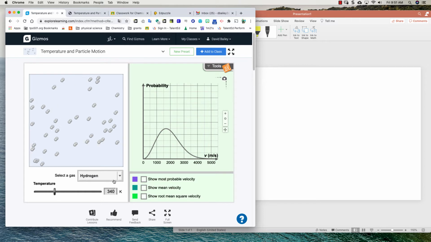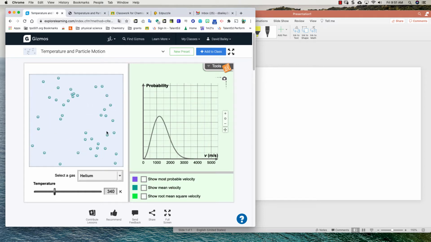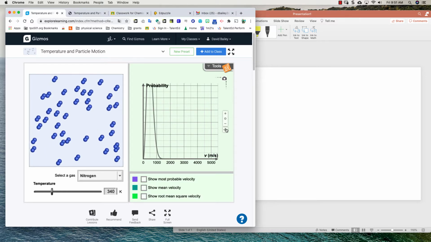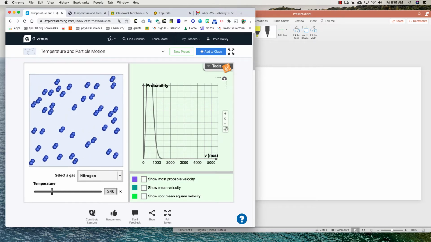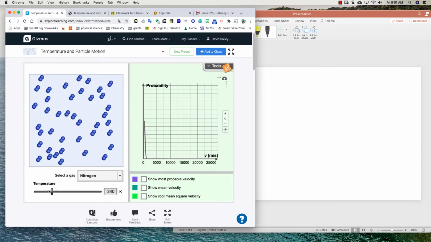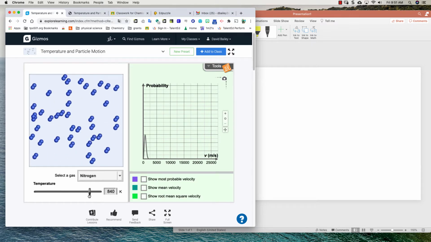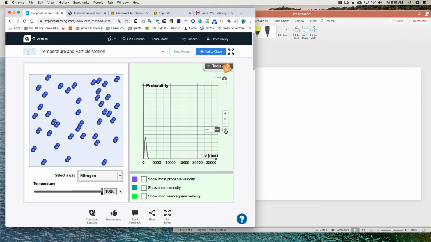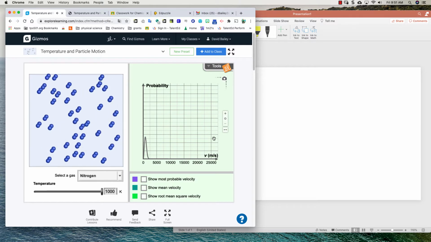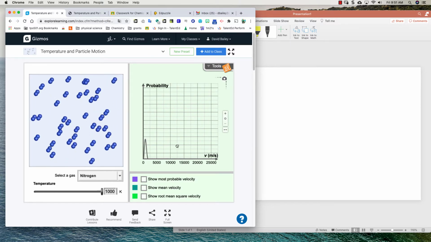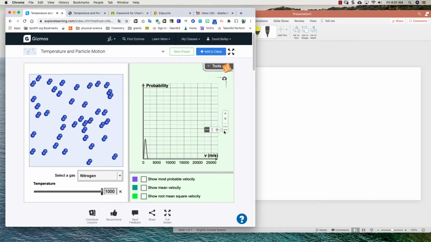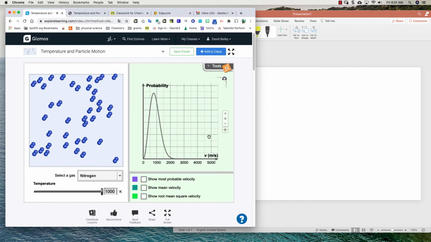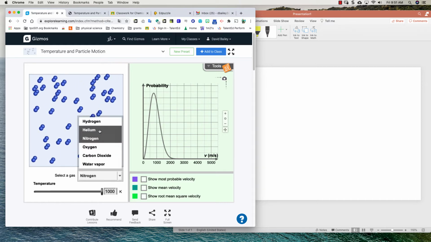All right, and then we can change to helium, and then to nitrogen, and we got all these, whoops, let me scroll this down a bit, there we go. Nitrogen, speed this up, you notice that the curve changes a little bit. Let's go ahead and there we go. So let's go ahead and start with hydrogen.